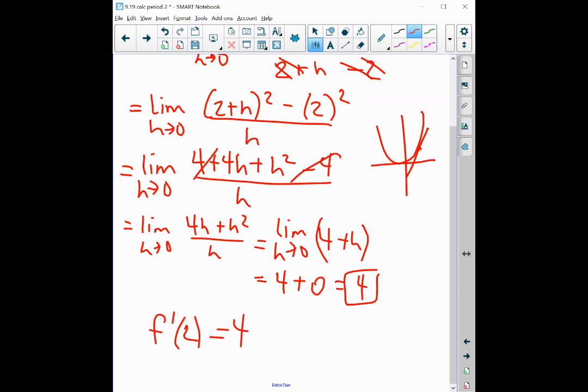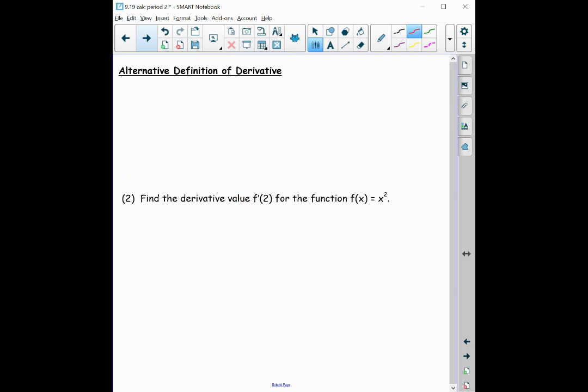This process of using the difference quotient to find the slope at a point is one way that you do it. And it's probably going to be the way that you're most comfortable with because we did so many difference quotients last year. But there is another way to find the slope at a point, another way to find the derivative at a point. So we're going to see where that comes from. I'm going to explain where it comes from, and then I'll show you how to use this definition. So the alternative definition of the derivative.